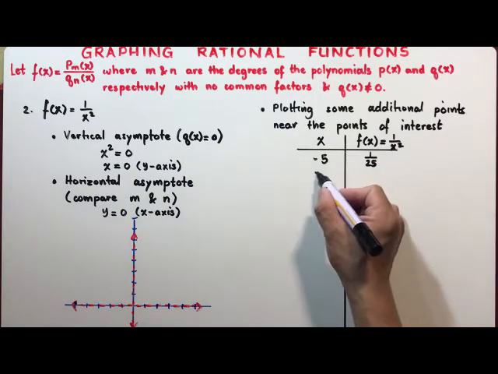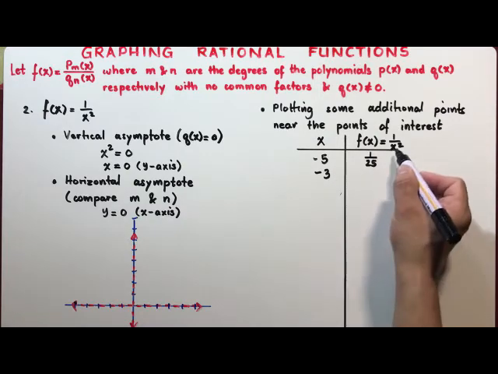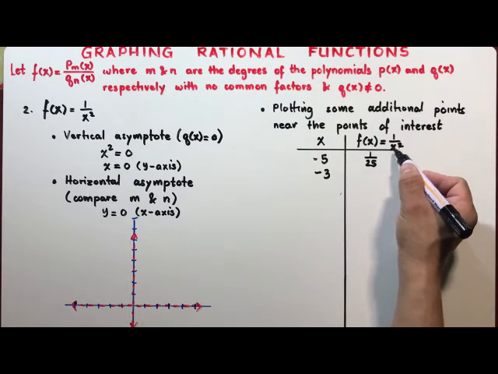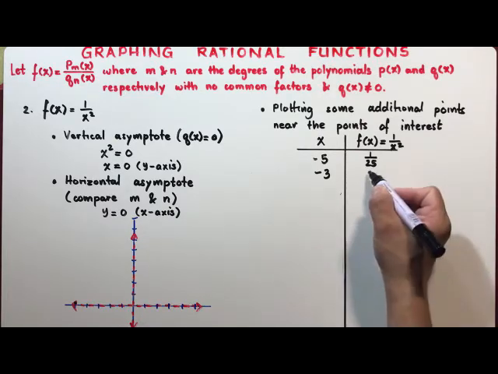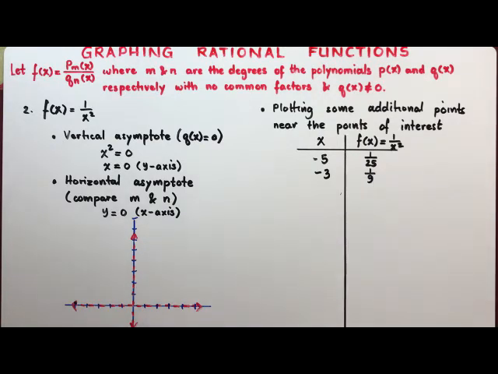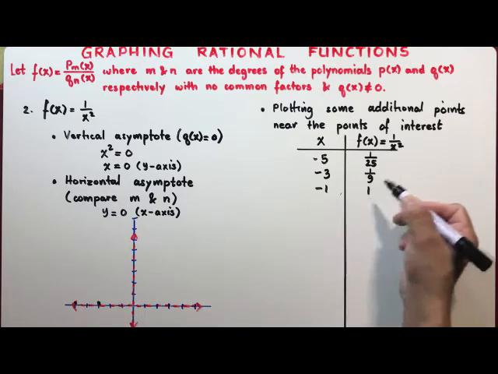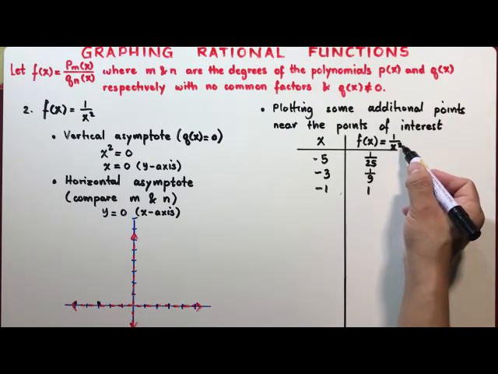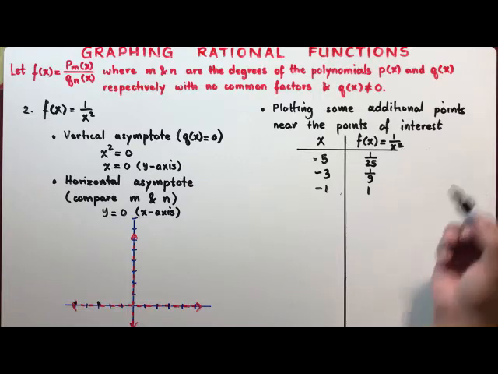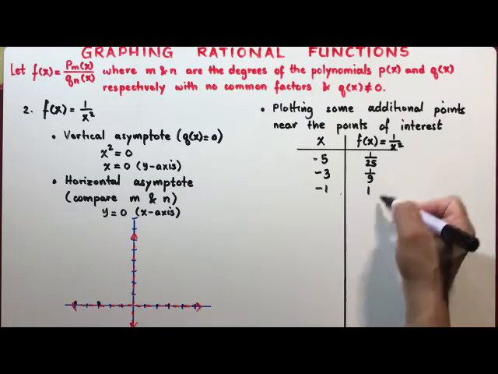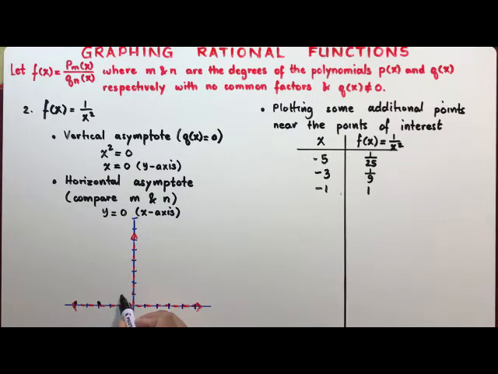And if we try x equal to negative 3, substituting it here, 1 over the negative 3 quantity squared, that is 1 over 9. So of course, when x equals negative 3, it is almost at the x-axis. And then if you try say negative 1, it's 1, because 1 divided by negative 1 squared is 1 divided by positive 1, and 1 divided by positive 1 is 1.